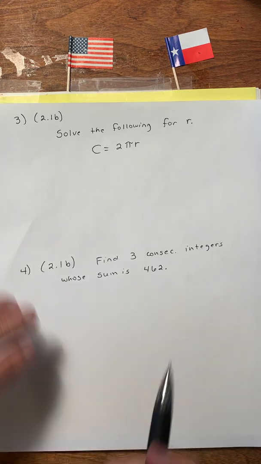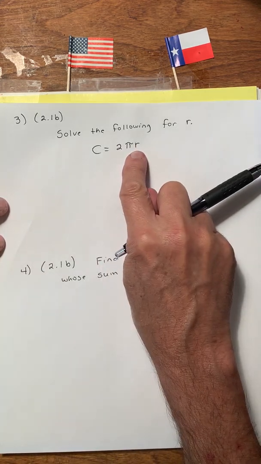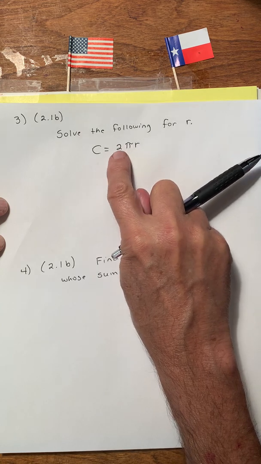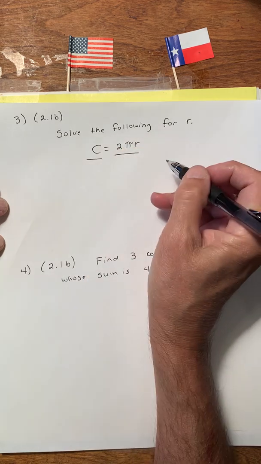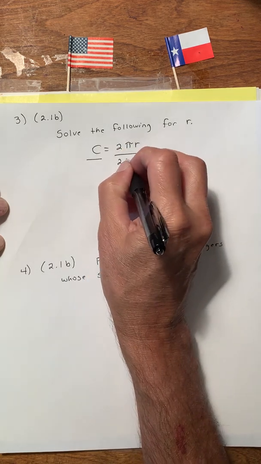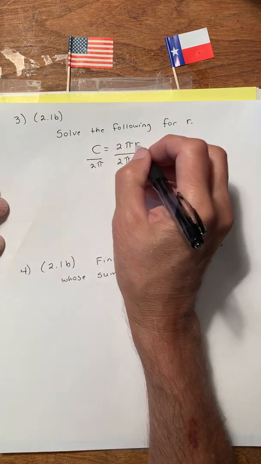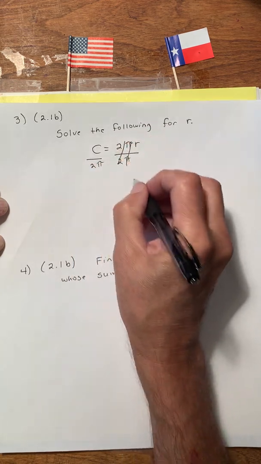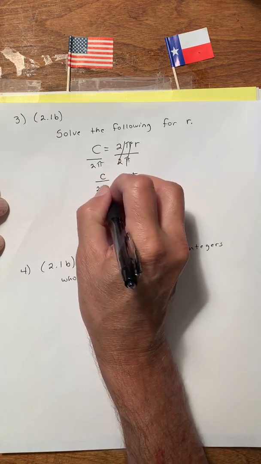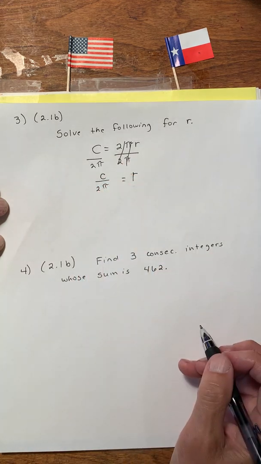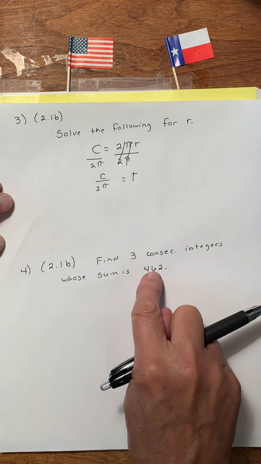All right, solve the following for r. In other words, get r by itself. Right now, r is being multiplied by 2 and pi. The way we undo a multiplication is through division. Divide by whatever is multiplied by the r. Oh my goodness, that was easy. R equals c over 2 pi. No problem there.